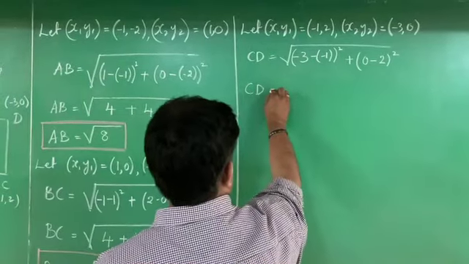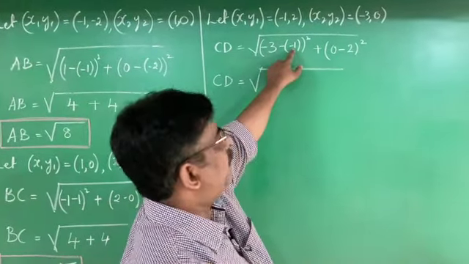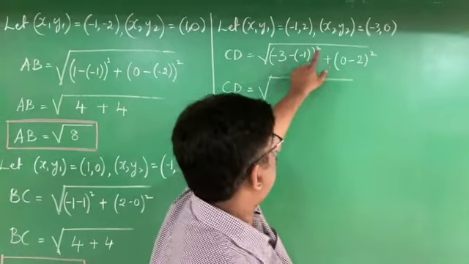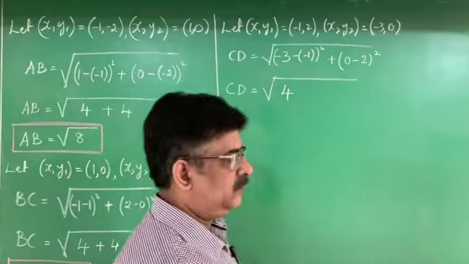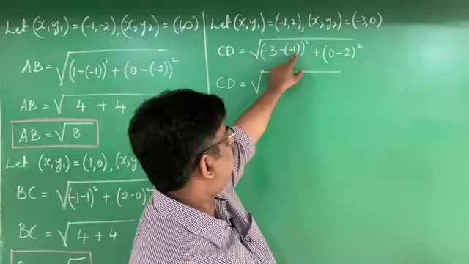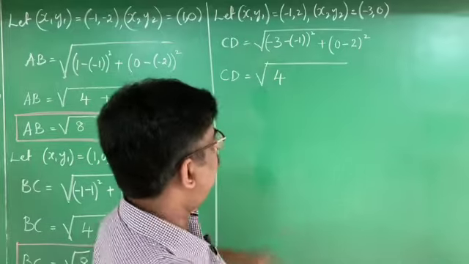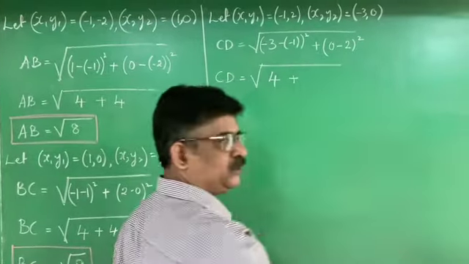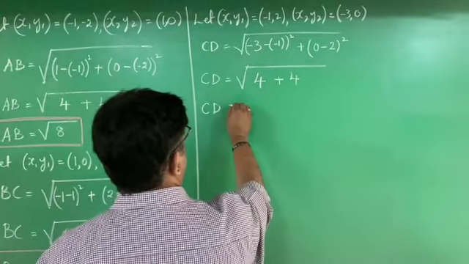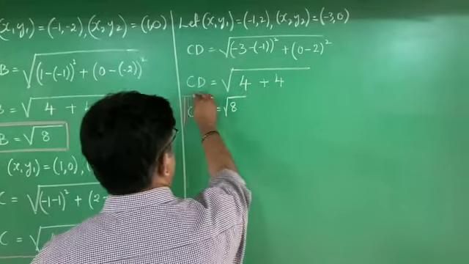Here also we have to simplify. You should use your mathematical skill. See, minus into minus becomes plus, so -3 plus 1 is minus 2, minus 2 square is 4. Use your skill. You are in 10th standard, next year you are going to college. Plus 0 minus 2 is minus 2. Minus 2 square is also 4. Therefore 4 plus 4 is 8. CD is equal to root 8. I got CD is equal to root 8. This is also my answer.